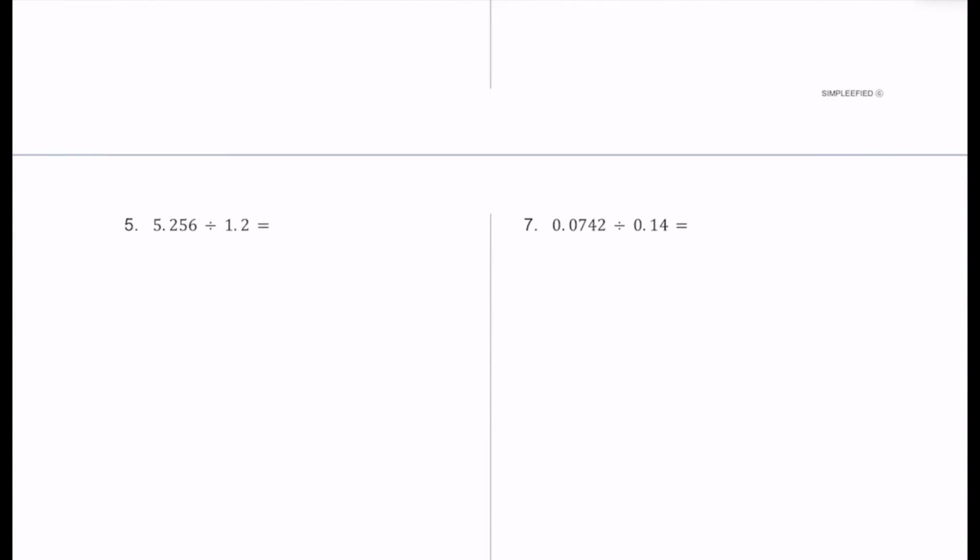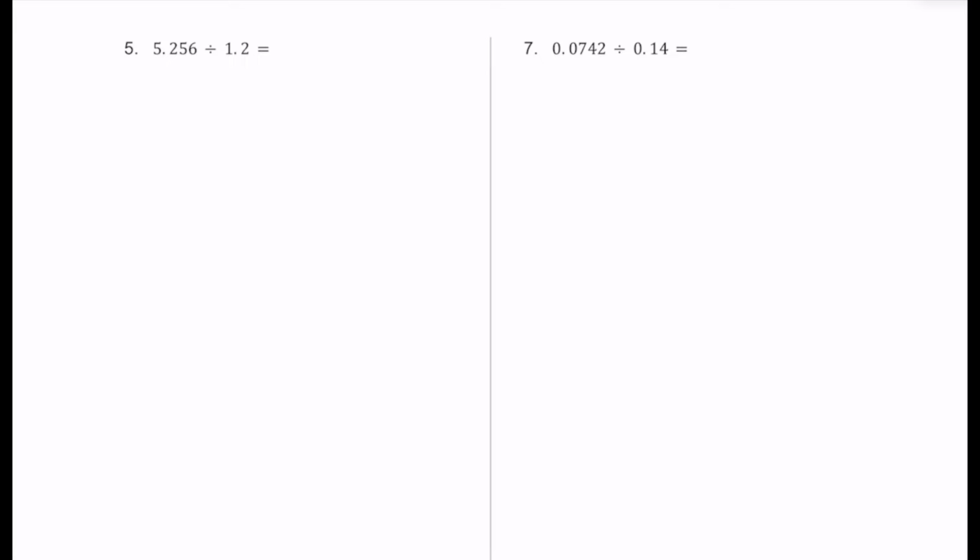Here's number 5. For number 5, we have 5 and 256 thousandths. We're going to divide that by 1 and 2 tenths. Now, this 1 and 2 tenths needs to be a whole number for our standard algorithm, so we're going to go ahead and multiply it by 10, because we just need to move the decimal once to the right. Let's go ahead and multiply our dividend by 10 as well. So our new dividend is going to be 52 and 56 hundredths, and then our new divisor here isn't going to be 1 and 2 tenths, rather it's going to be 12, which is a whole number.